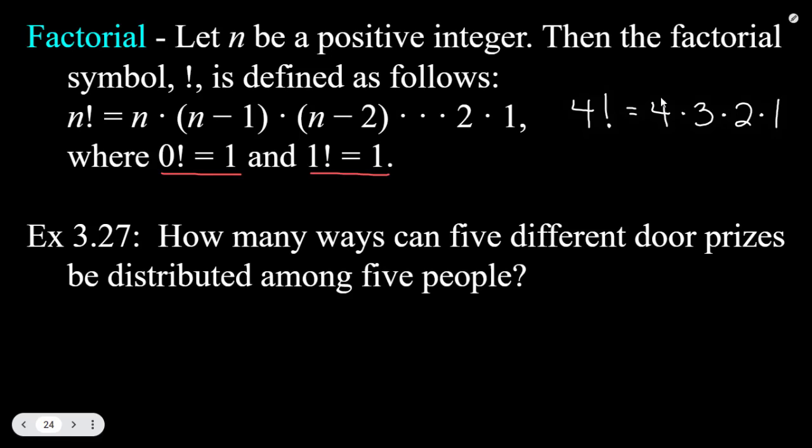So example 3.27, how many ways can 5 different door prizes be distributed among 5 different people? Okay, so if you think about that situation again, the first person could get one of the 5 door prizes, so they have 5 options. Once that person has gotten their prize, the second person chosen has only 4 options left. And once that person has gotten their prize, the third person only has 3 choices left. And the fourth person to get theirs only has 2 choices left, and so on. So we can see that same pattern. So this would be 5 factorial.